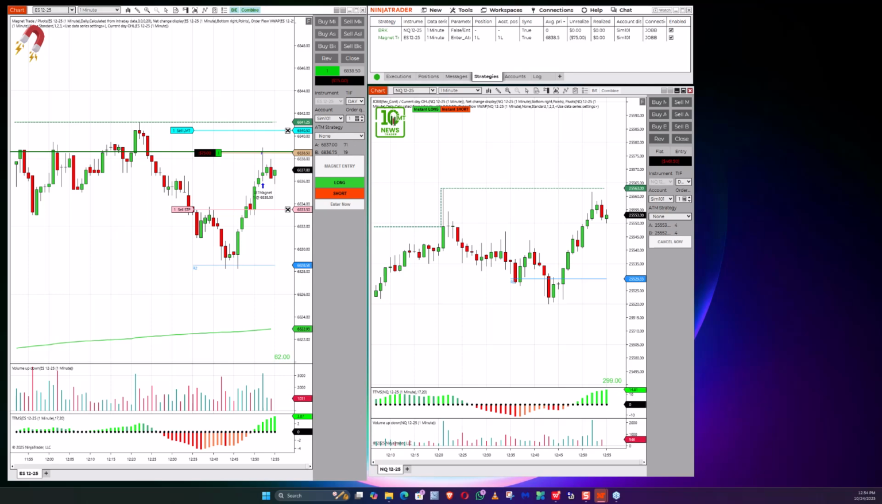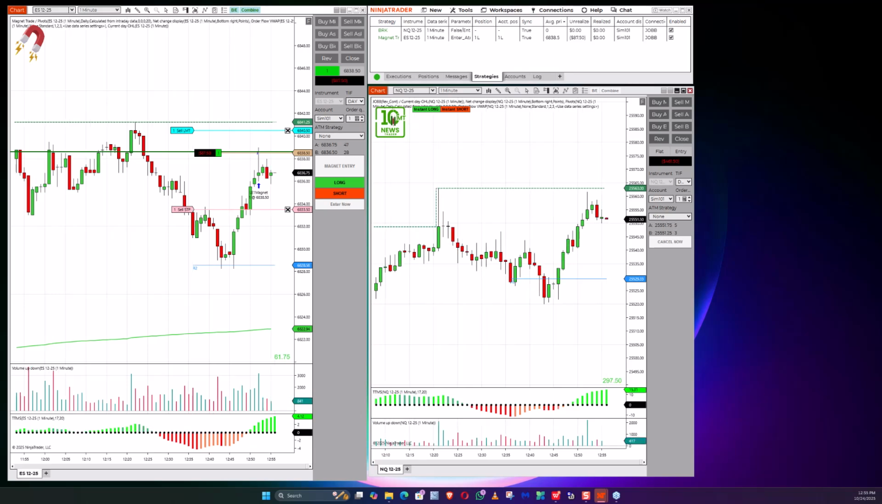Now look, we have an indicator called net change display. It's free. It's part of NinjaTrader. It's showing me that the NQ is up 297 points. I may not want to take a ton of shorts today.